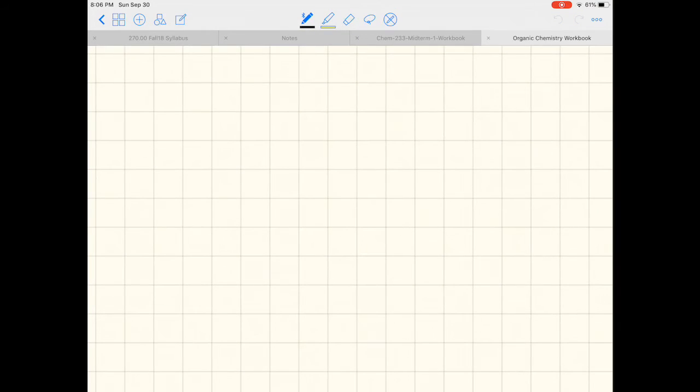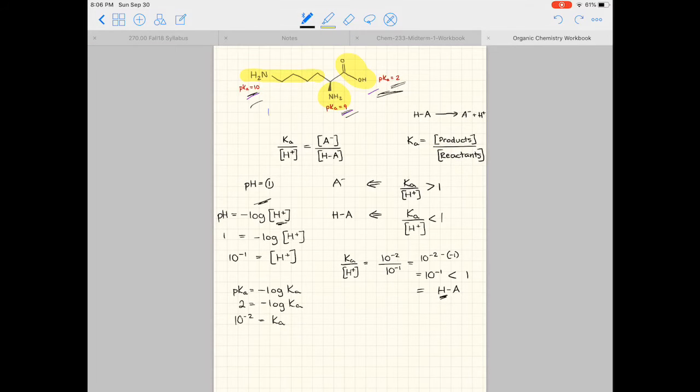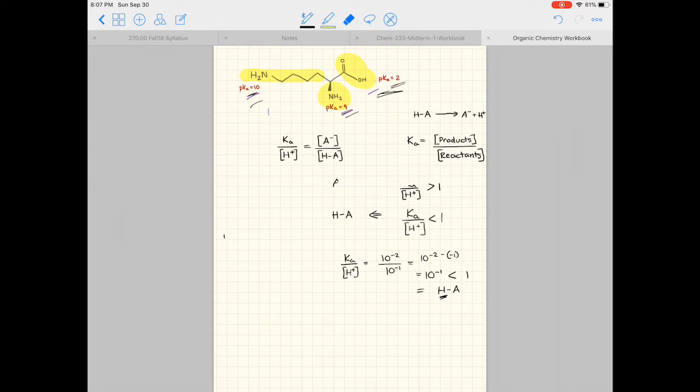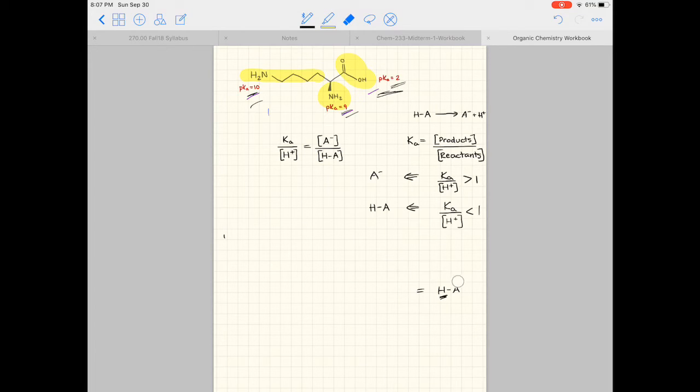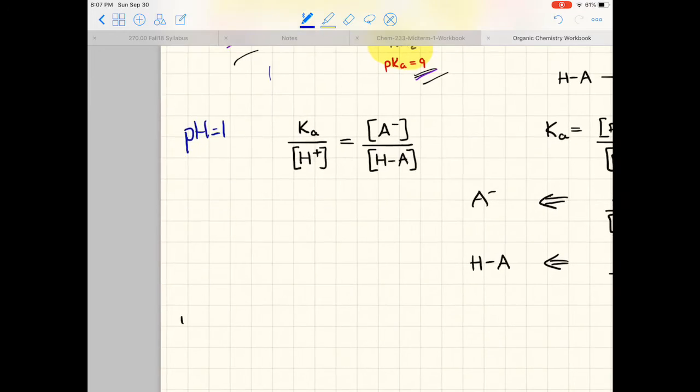Let's move on to the second one. Let's go back to that page and just erase so we can still see our molecule. Let's just make note of our molecule at this pH. At pH equals 1, this part of the chain, the carboxylic functional group, will still have its hydrogen because of what we found out earlier.